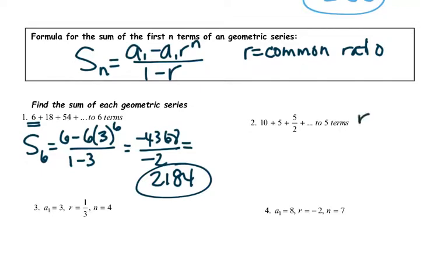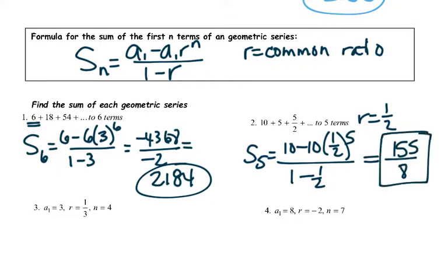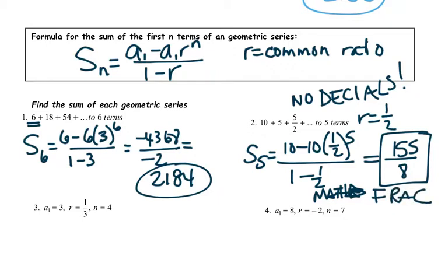Similarly here, I'm going to look at that and say, okay, the common ratio is 1/2. I want to find the sum of the first 5 terms, so a sub 1 minus a sub 1 r to the n over 1 minus r. Now here's the thing, we want our answer as an exact answer, so no decimals. Sometimes if you type it in your calculator, you might get a decimal, no decimals. So what you want to do is under math, you can do change to frac. Math change to frac will change your decimal to a fraction.